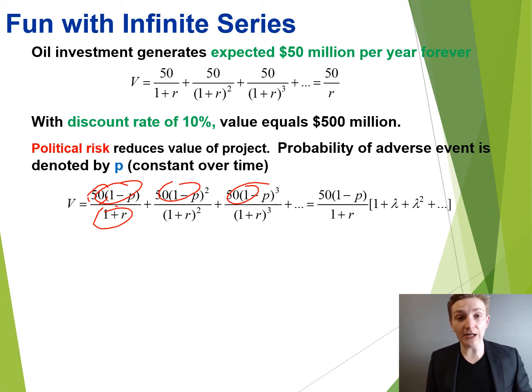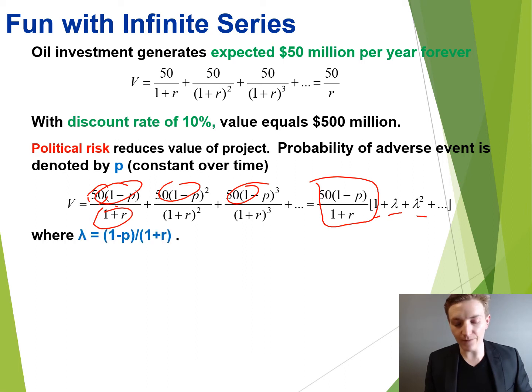So let's just slightly rearrange this, and we can take out a common factor here. A common factor in each of these situations is 50 multiplied by (1 minus p) over (1 plus r). That's a common factor here. So let's take out our common factor. Then we're left with an infinite series of 1 plus lambda plus lambda squared, etc., forever, where lambda here is (1 minus p) over (1 plus r). So lambda here is just a pronumeral representing this expression.